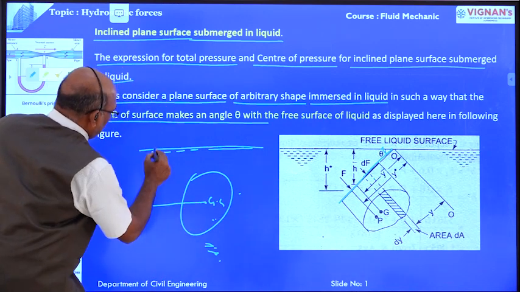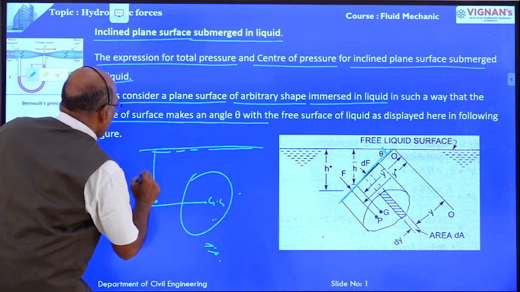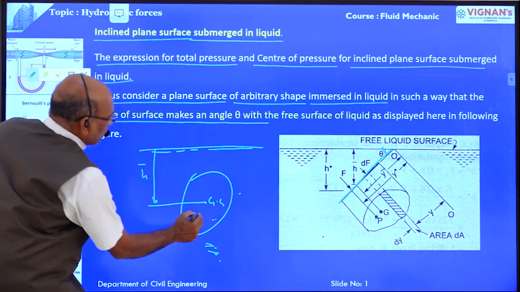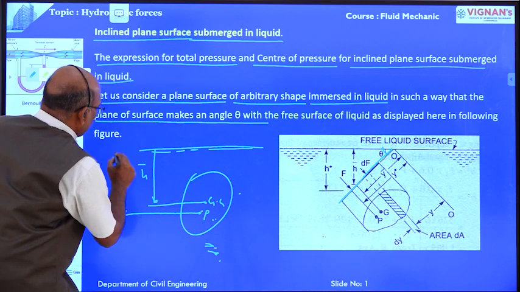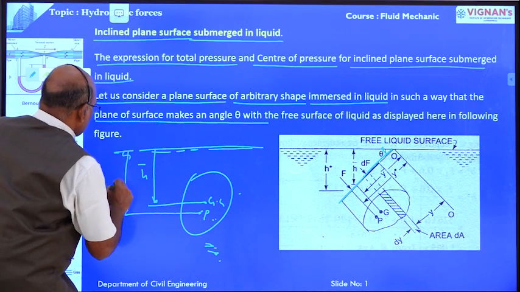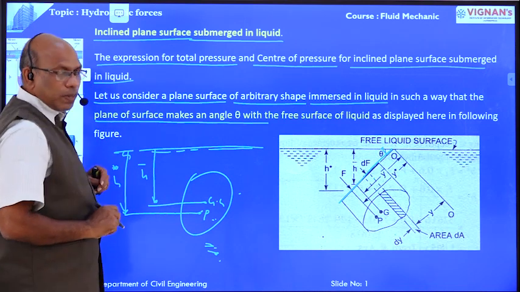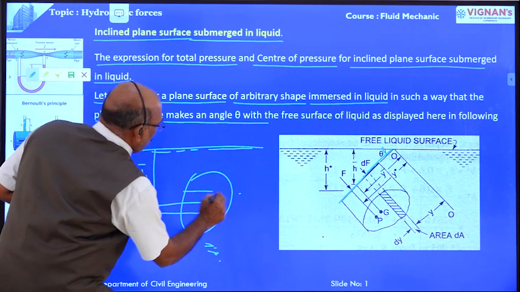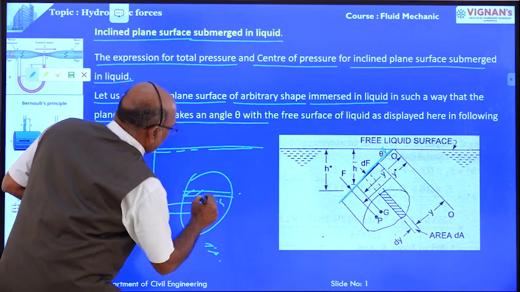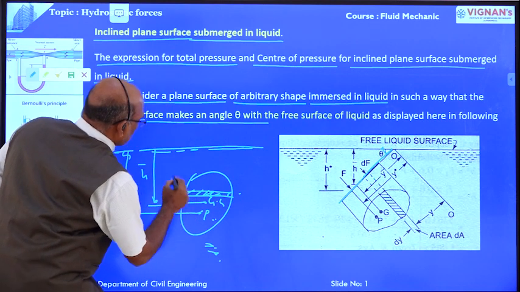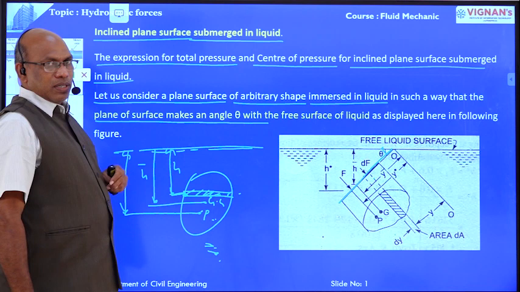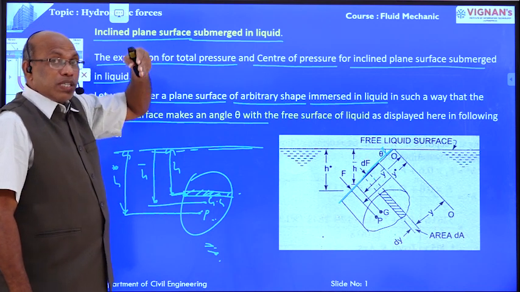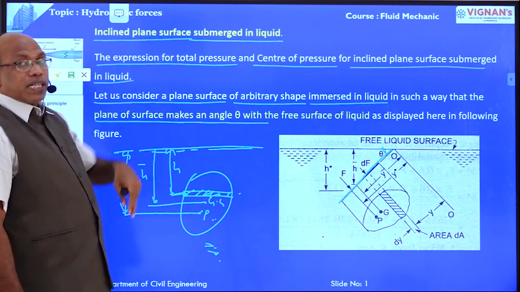This is denoted by H bar. Now this is the point of application of total pressure, denoted by H star, that is the center of pressure. We have taken one small strip like this. The distance from the small strip to the free surface is taken as H, as when the plane surface is immersed vertically in the static fluid.